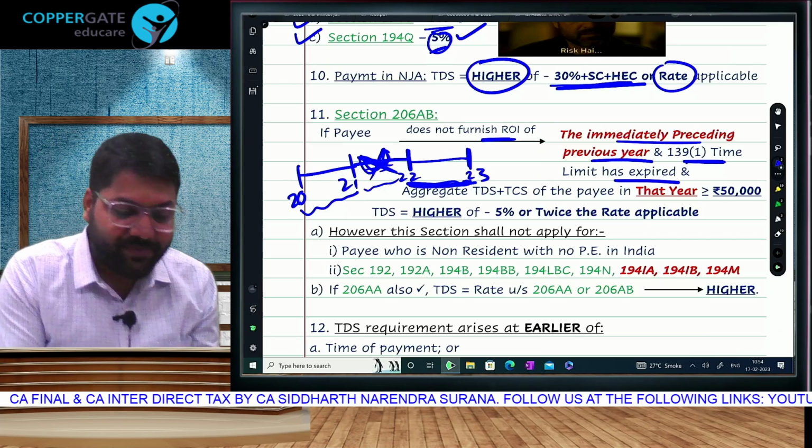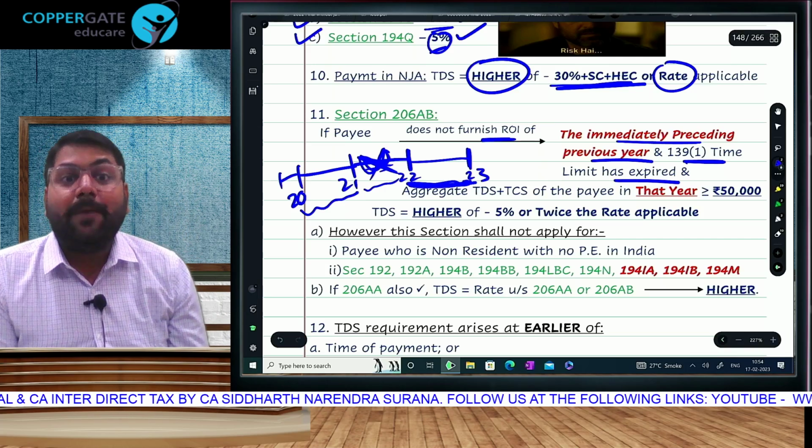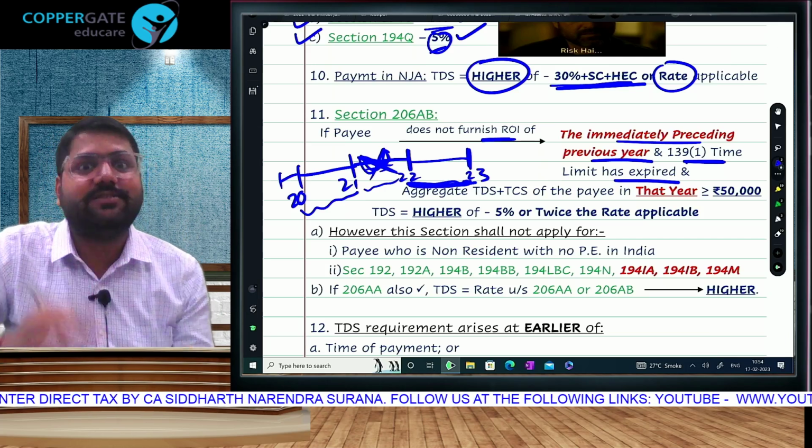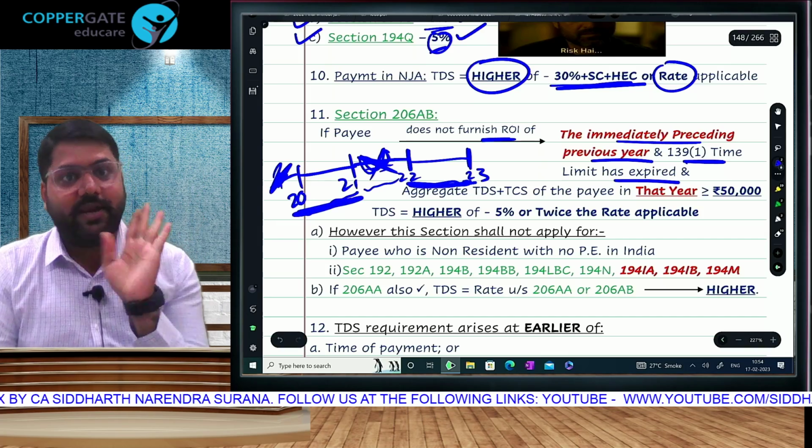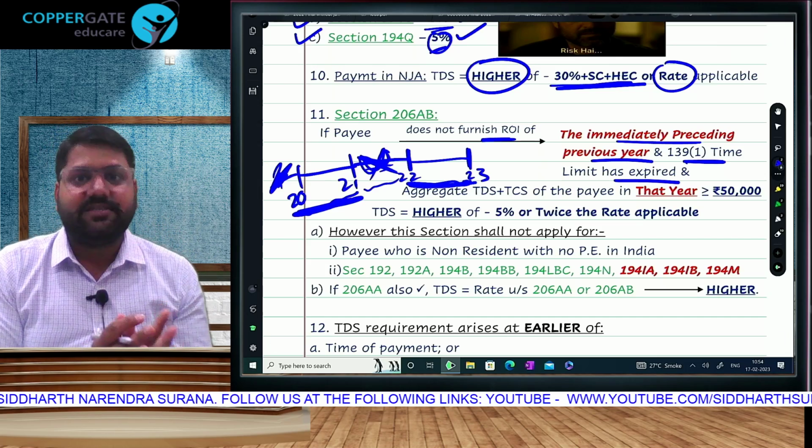So till last year, what was it? We had to check 2 years. If the payee has not filed return for 2 years, then he is a non-filer. But now it will not be 2 years. We will check only 1 year. But which year? For your exam in May 23, November 23, you will check 2021.